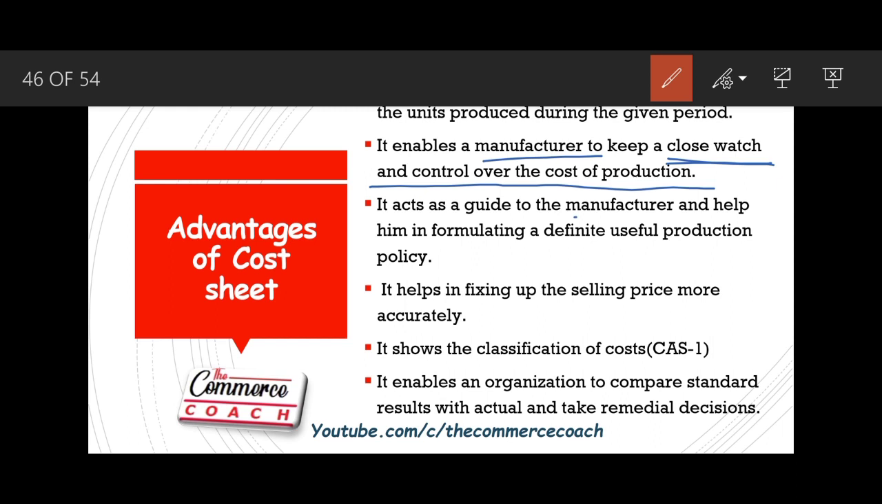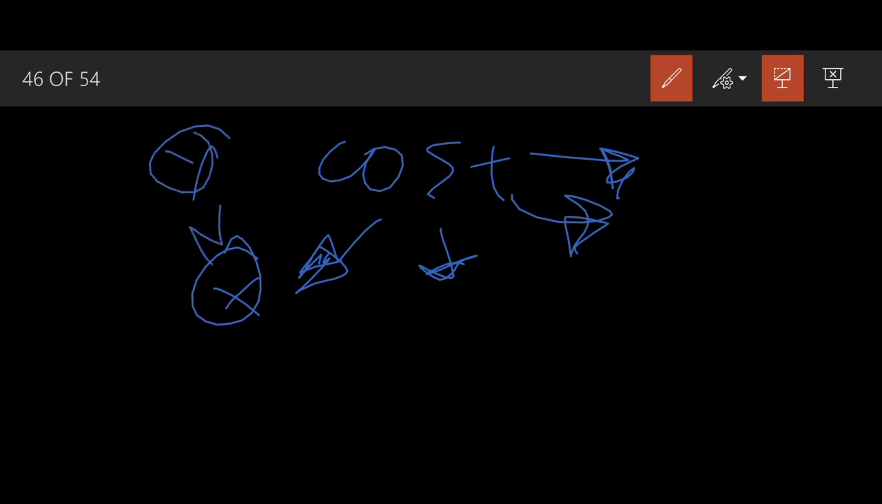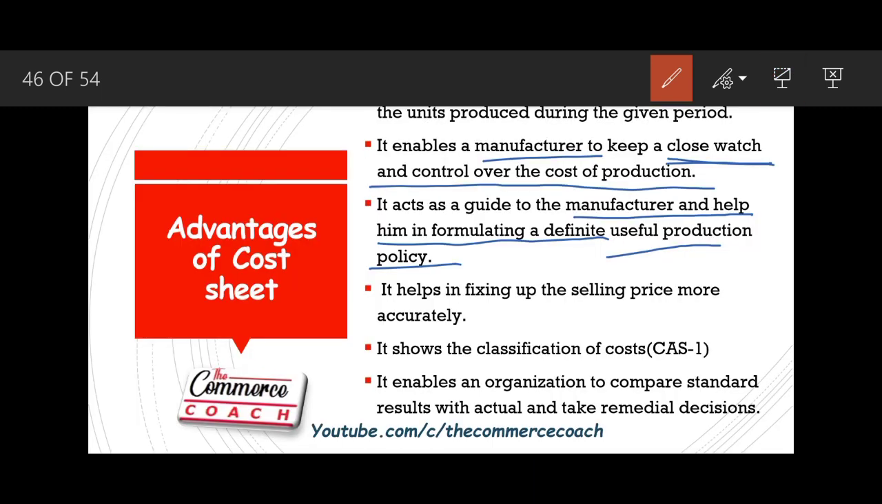It acts as a guide to the manufacturer and helps him in formulating a definite useful production policy. So if you know what the cost is, you will be finding the opportunity to decrease it in various ways. Once you understand what the cost is for your business, then you will understand what the opportunities are. For example, you will see that if we use material X in place of material Y, we will have a low prime cost, then we will have a low total cost. So like this you can have a very good or useful production policy.